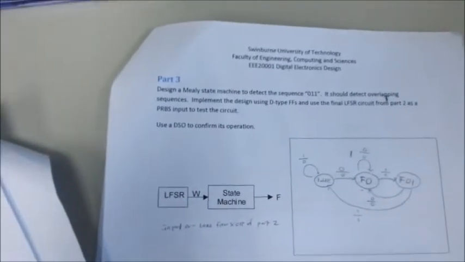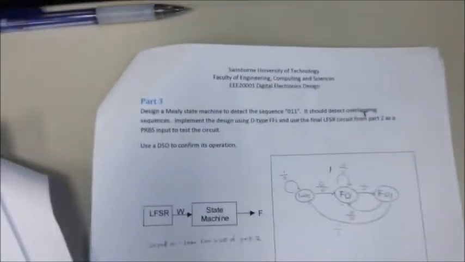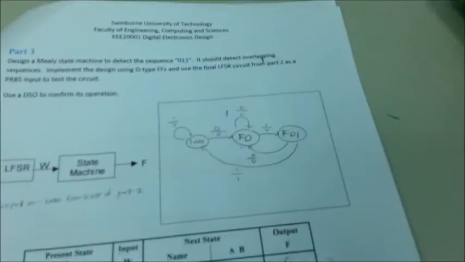Alright. So right now we're doing Lab 4, Part 3. For Part 3, we are asked to design a state machine to detect the sequence 0, 1, 1. And this is the state diagram that we have constructed.